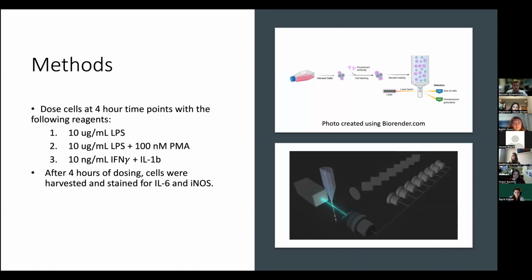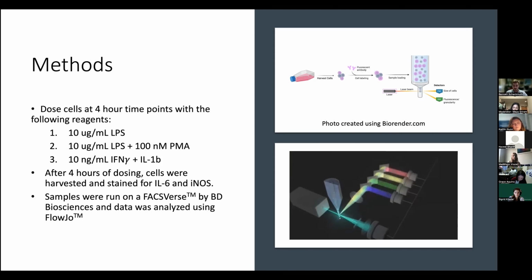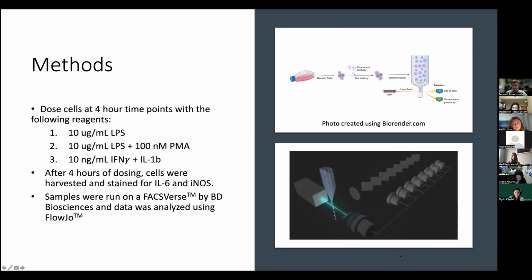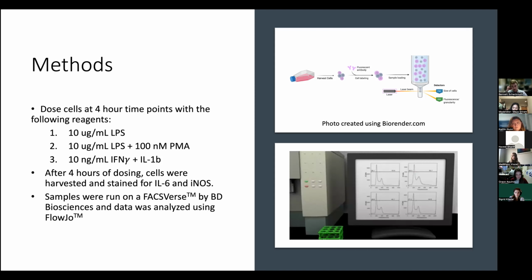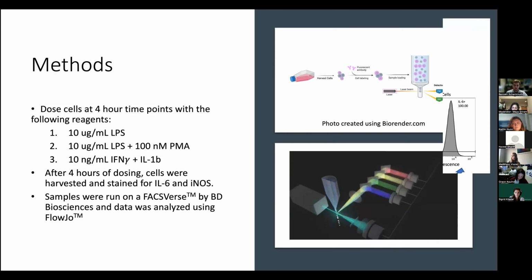beta. After that, I harvested them and stained them for both IL-6, or interleukin-6, which is a cytokine released from the cell, as well as iNOS, or inducible nitric oxide synthase, and then ran them on a FACSVerse, which is a flow cytometer made by BD, and analyzed them using FlowJo. So it's a very high-powered system, and every sample we get will give us anywhere from 100,000 to 200,000 events or data points. It's a very high throughput, high data system.